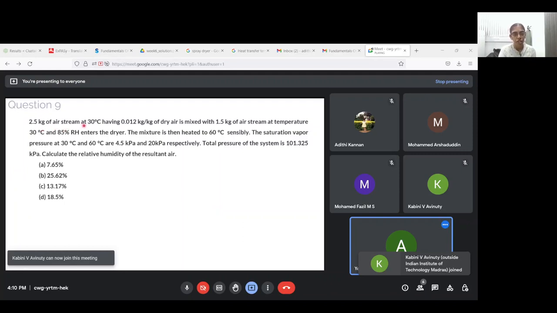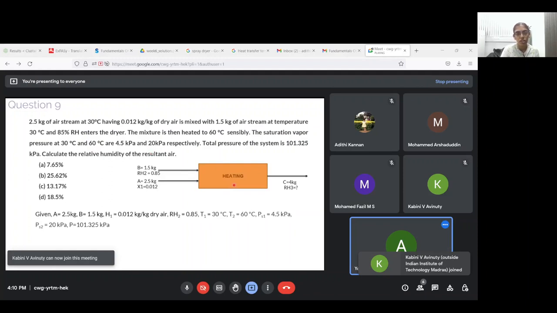2.5 kg of air stream at 30 degrees Celsius having 0.012 kg per kg of dry air. So here it is in a dry basis. Is mixed with 1.5 kg of air stream at a temperature of 30 degrees Celsius and 85% relative humidity, and both streams mix and enter the dryer. The mixture is then heated to 60 degrees Celsius sensibly. The saturation vapor pressure at 30 degrees Celsius and 60 degrees Celsius are 4.5 kilopascals and 20 kilopascals respectively. The total pressure of the system inside the dryer is 101.325 kilopascals. So we need to calculate the relative humidity of the resultant air, that is the product air.